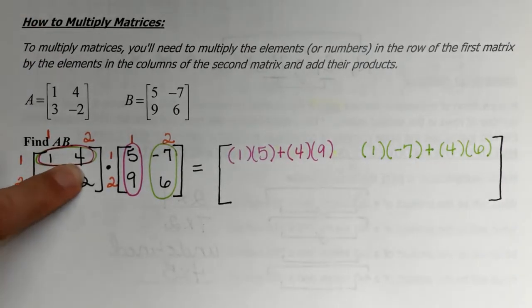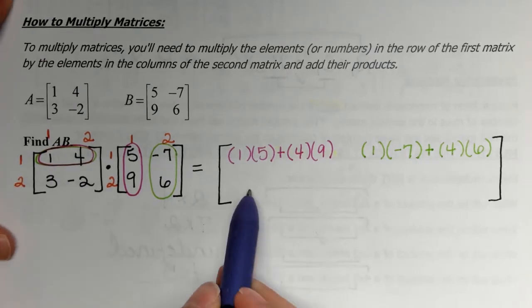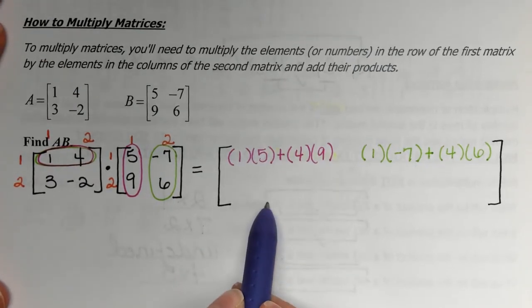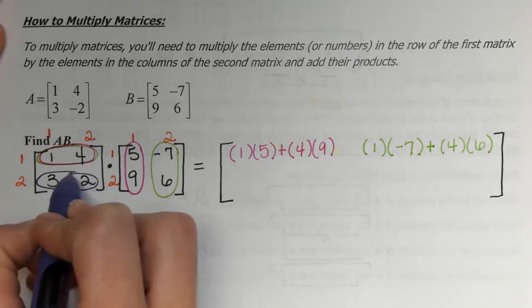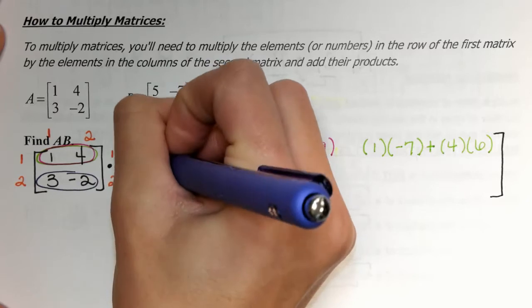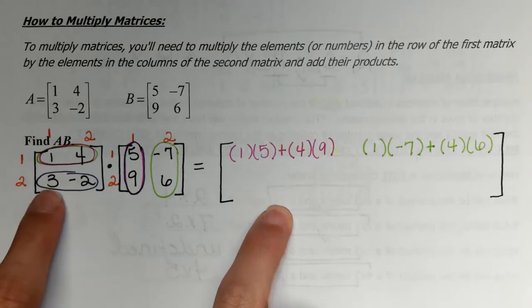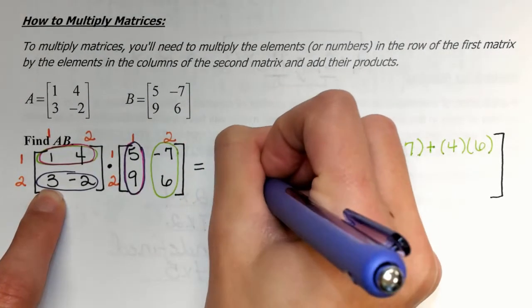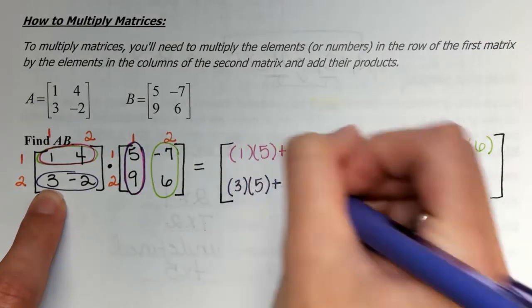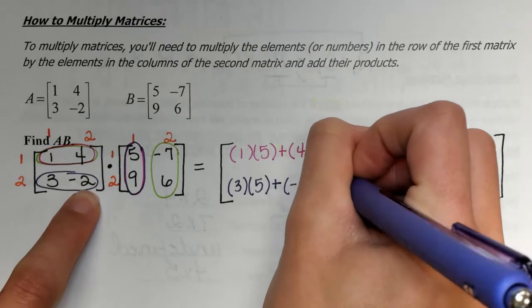Y'all follow that? Somewhat? Alright, now I need second row, first column. So what am I going to multiply? Second row, first column. So if you see the position and you say it to yourself, you're telling yourself what you're multiplying. Okay? So then I'm going to multiply 3 times 5 plus negative 2 times 9.